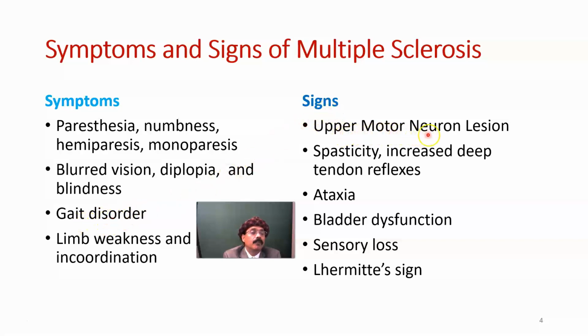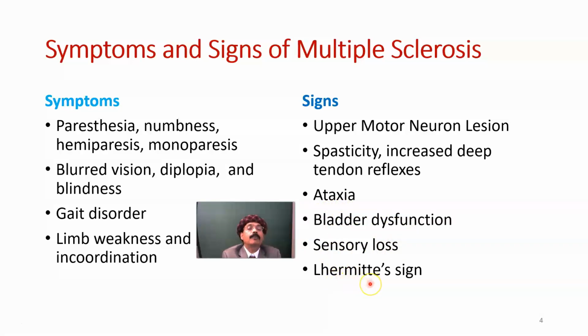Signs: upper motor neuron lesion, so we may get the Babinski's sign. We'll get Babinski's sign, spasticity, increased deep tendon reflexes like that of the knee jerk and ankle jerk. Ataxia will be present because of cerebellar dysfunction. Bladder dysfunction and incontinence are possible, the sphincter mechanism does not work, and there will be sensory loss.